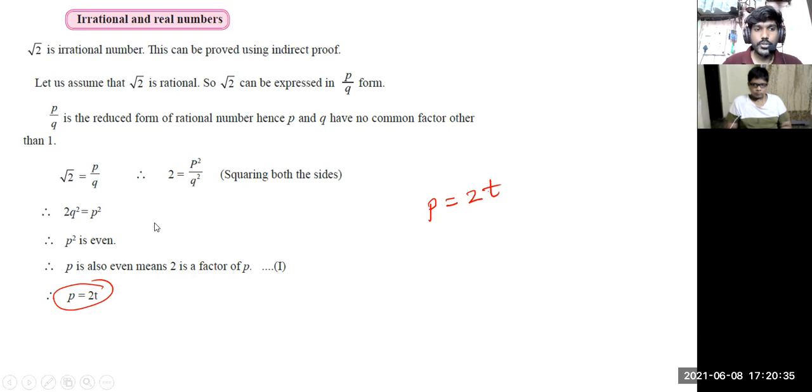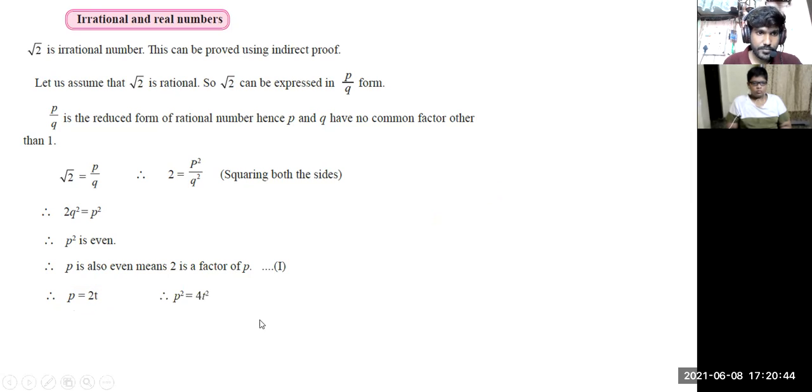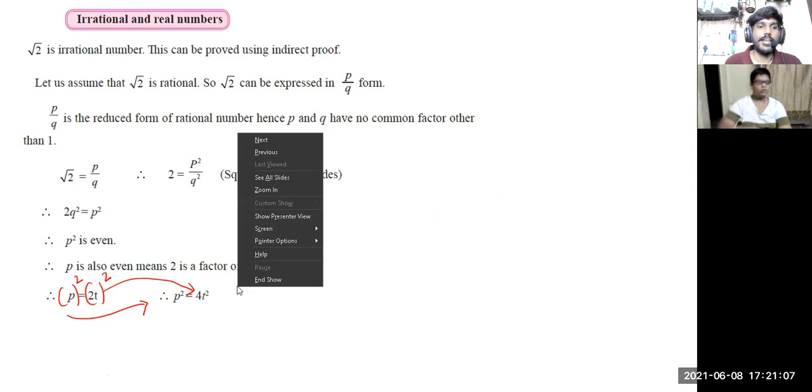So p is equal to 2t. Now here we are just squaring both the sides. So when you square both the sides, that means p square and 2t square. p square will give you p square, and 2t the whole bracket square will give you 4t square. Is this clear? Yes, sir. Okay.